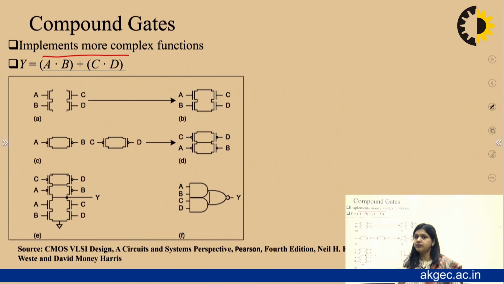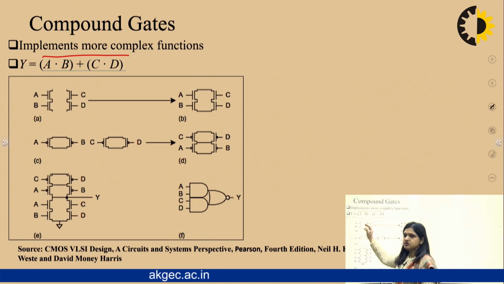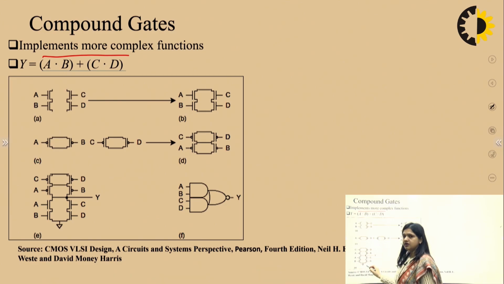But if the whole bar is not given, then definitely you have to add one additional inverter at the end of your total circuit design, PDN and PUN. So here we will see both expressions, with whole complement and without whole complement. So let's see, A dot B, that means A and B must be connected in series. C dot D, C and D definitely must be connected in series. And there is an OR operation between A dot B and C dot D. So for making this OR, we have to make a parallel connection. So here you can see that A, B and C, D are connected in parallel. Now this whole network is PDN.